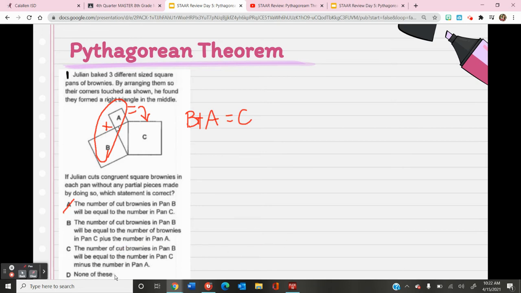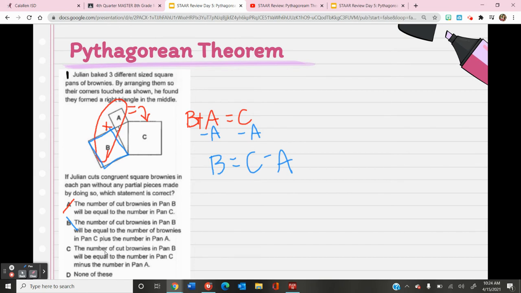Then we have B. It says the number of cut brownies in pan B will be equal to the number of brownies in pan C plus the number in pan A. Now, if you remember, in order to find the amount of brownies in pan C, you have to add the amount of brownies in pan B and pan A. So here, since I'm trying to find the amount of brownies in pan B, just in this square, I would subtract pan A from pan C, and that would give me the amount of brownies in pan B. So B is incorrect, because pan C alone has more brownies than pan B. If I were to add the brownies from pan A to pan C, I would still have a lot more than pan B.